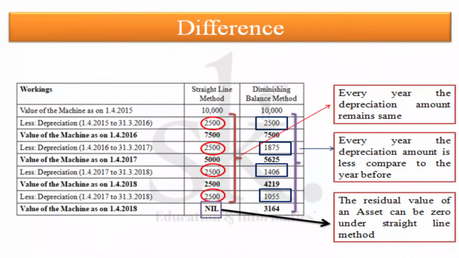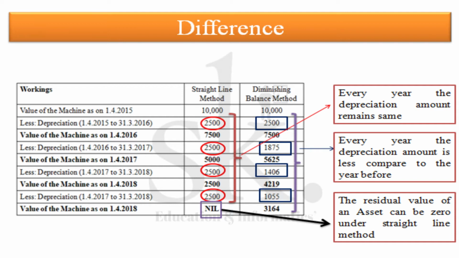So the first point is that for every year the amount of depreciation remains the same for the straight line method, as we explained. But in the case of the diminishing balance method, every year the depreciation amount is less compared to its previous year, because your WDV also falls, and that is the reason why every year depreciation also falls.